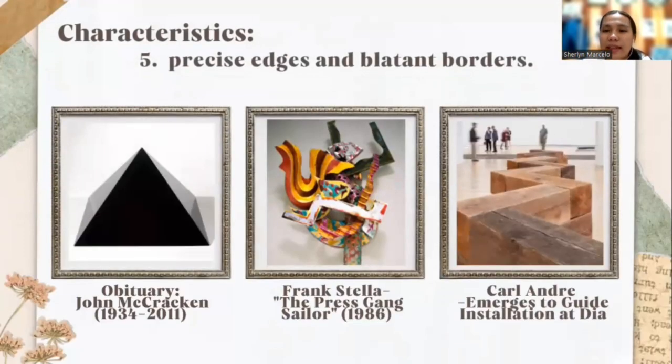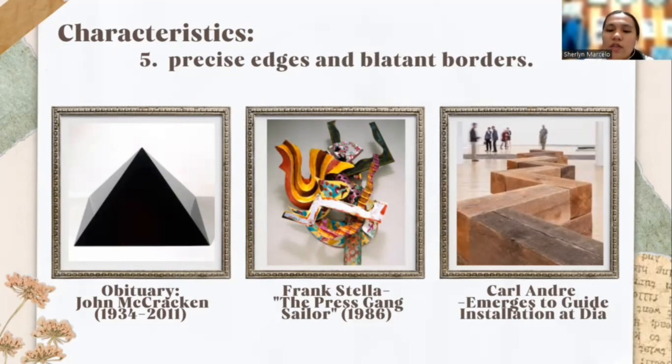Precise edges and blatant borders. So, yan. Here naman, sabi dito, isang characteristic ng minimalism art ay may precise edges siya and blatant borders. So, example of this is Obituary by John McCracken, 1934-2011. So, here makikita mo naman talaga na shape siya ng triangle and may edges siya ng patulis sa taas, sa gilid, at sa kabilang gilid. So, makita mo talaga yung precise edges. So, masasabi mo siyang isang minimalism kapag nataglay niya itong characteristic na to.